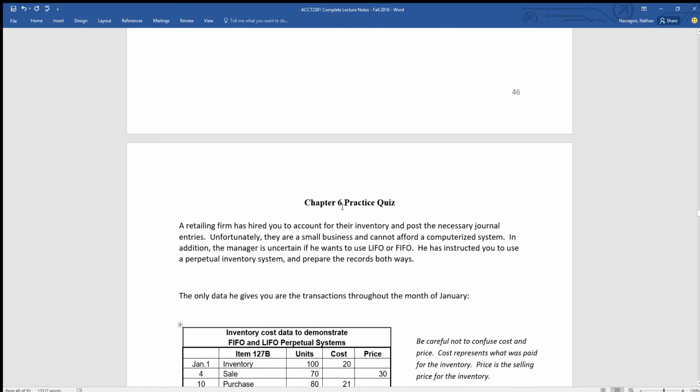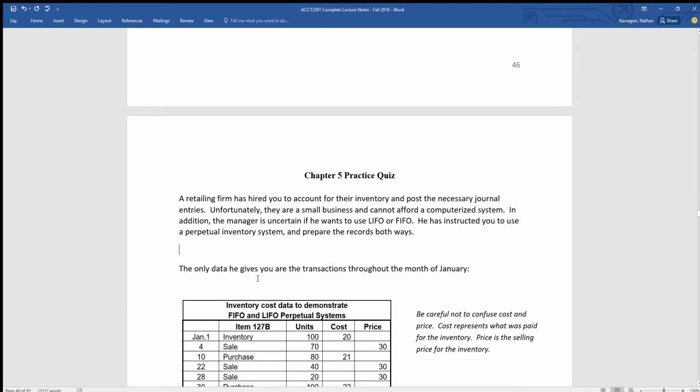Now, I noticed this says chapter 6, but this is actually the chapter 5 practice quiz. Again, you can change this as you go. So this is chapter 5. Their practice quiz is basically our practice problem. So we have a retail firm. They've hired us to do their accounts for inventory and post the necessary journal entries.